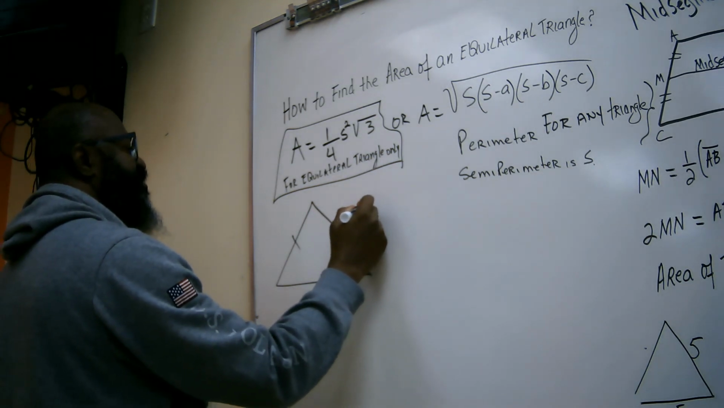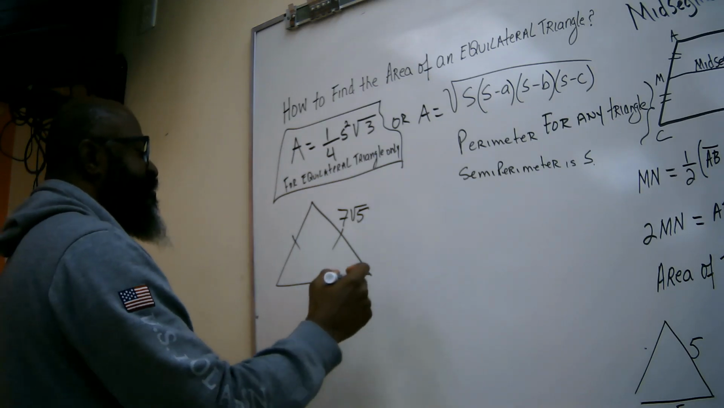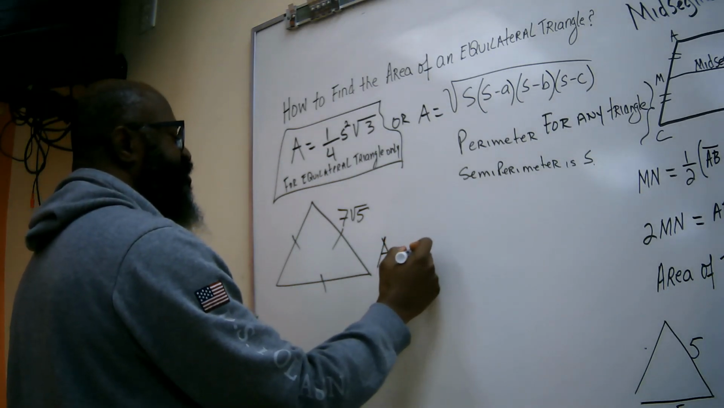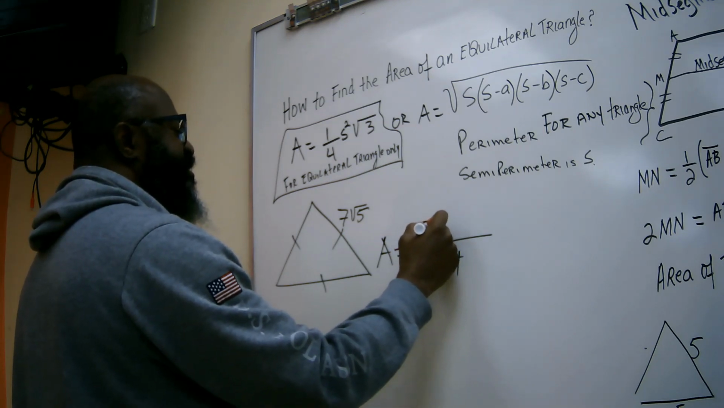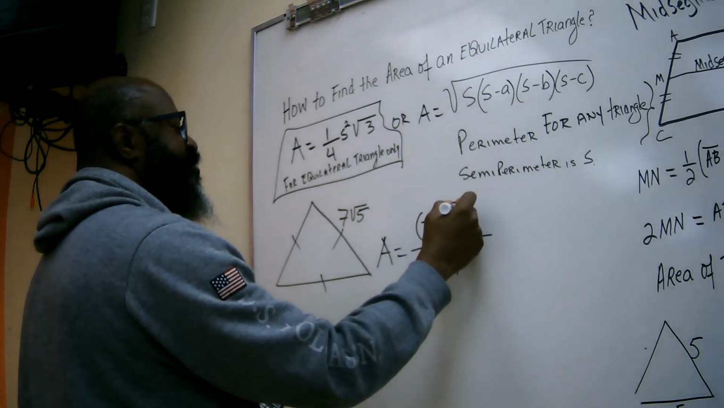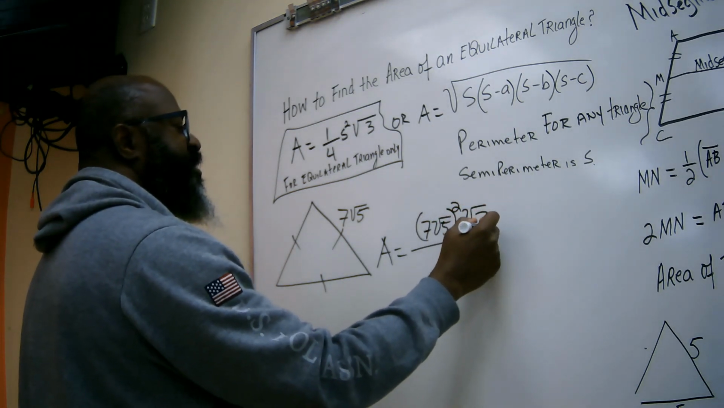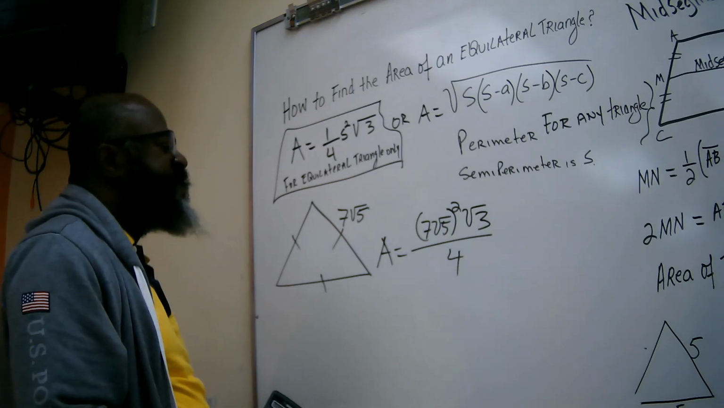Square root of 5, and we're going to find the area of that. Using the formula, A equals square root of 5 squared times square root of 3. Don't get scared, it's just a formula.